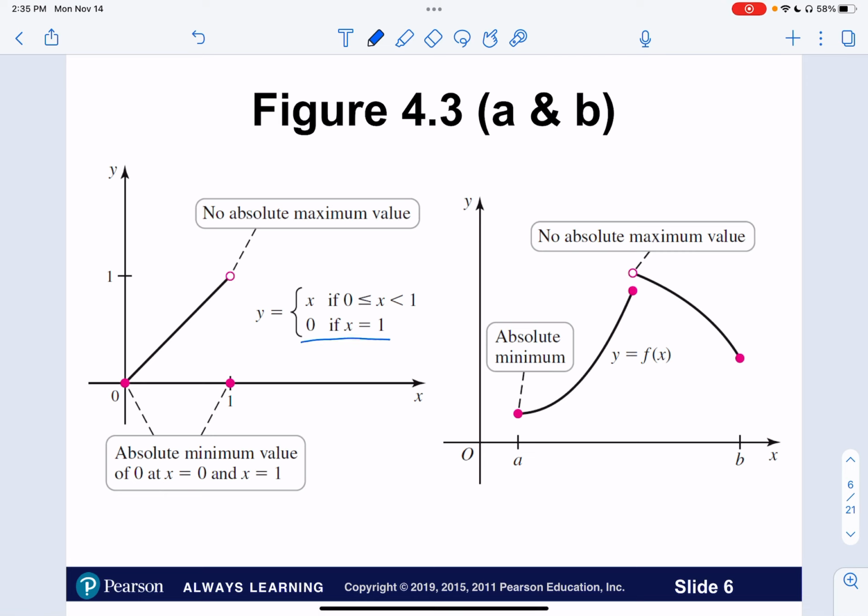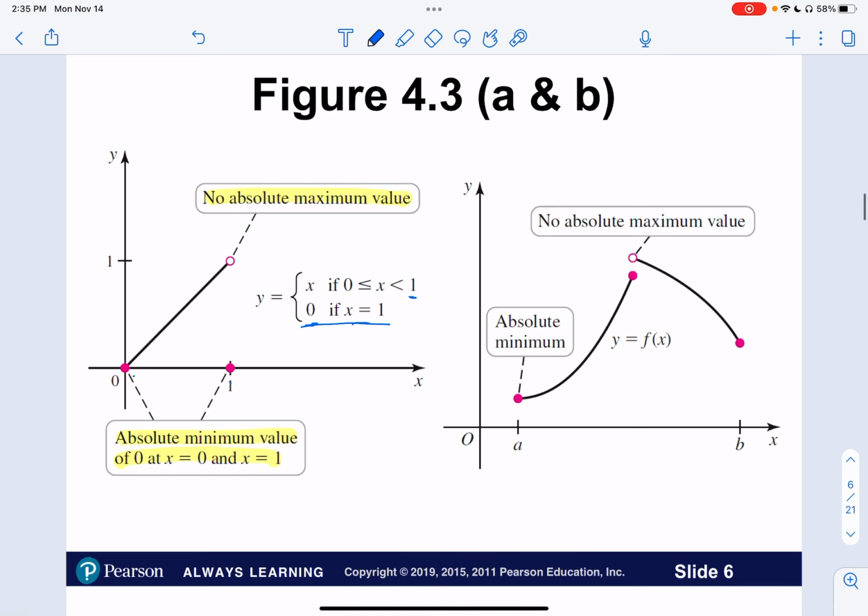So what we're seeing here is there's two absolute minimums. There's an absolute minimum of 0 at both x equals 0 and x equals 1, right? Because those are the 2 points here in pink. And then there's no absolute maximum, because if you look at the piecewise function, when I get to 1, that value is not included, and my y goes back to being 0 when x equals 1. Alrighty.